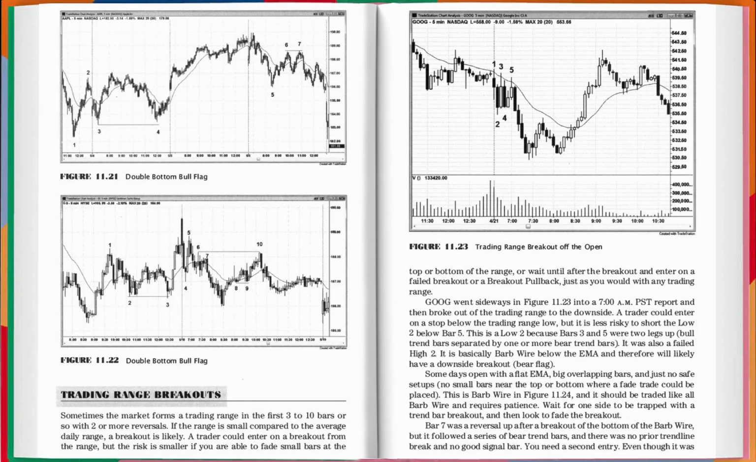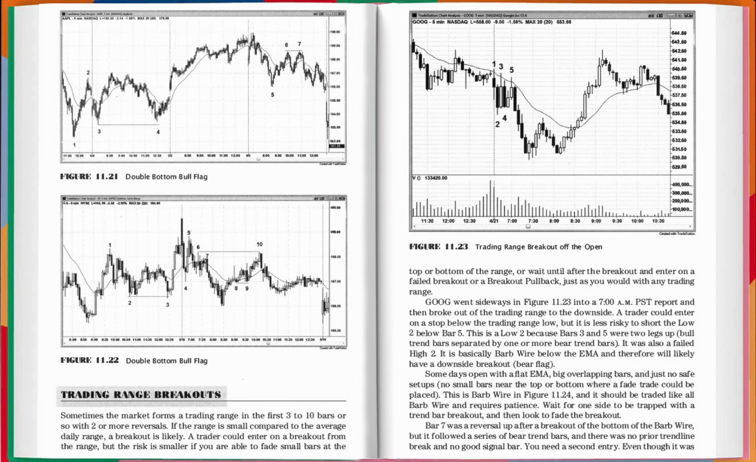Trading range breakouts. Sometimes the market forms a trading range in the first 3 to 10 bars or so with 2 or more reversals. If the range is small compared to the average daily range, a breakout is likely. A trader could enter on a breakout from the range, but the risk is smaller if you are able to fade small bars at the top or bottom of the range, or wait until after the breakout and enter on a failed breakout or a breakout pullback, just as you would with any trading range.